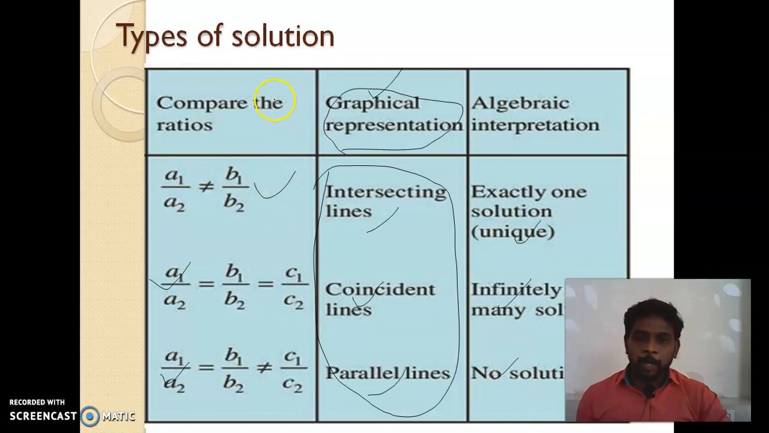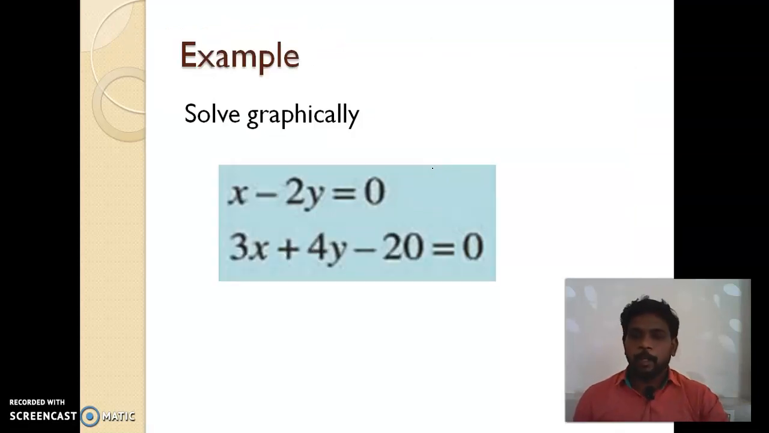If you compare the first column and the last column, it is under the algebraic method, and the second column and the third column are under the graphical method. That's all. Okay, so look at the example.